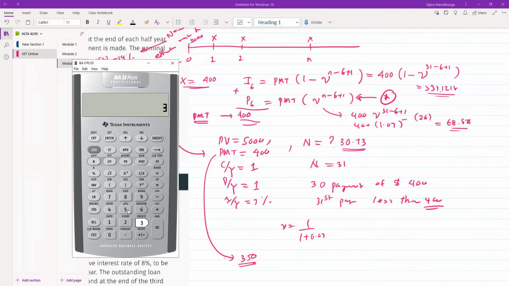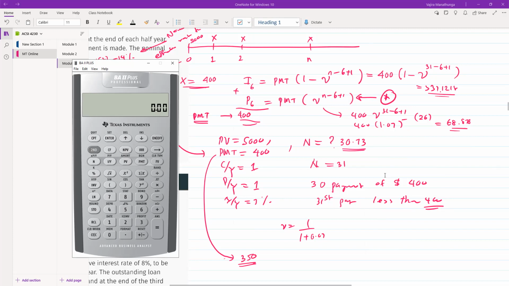The payment is 350, negative. And then rate is 7%. This is 1. Future value is 0. And then compute and step. Maybe we need to enter versus.